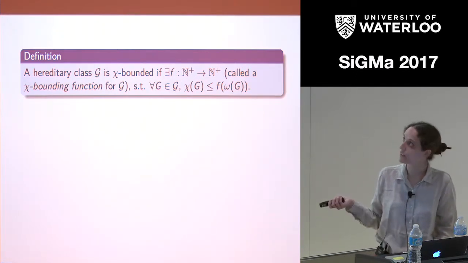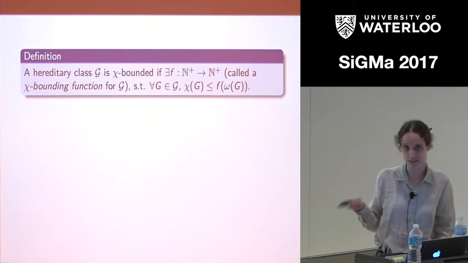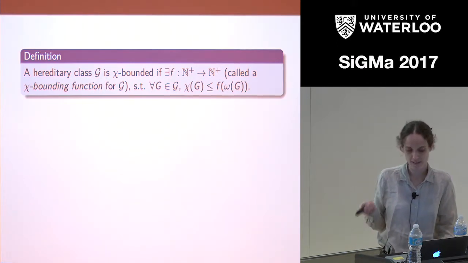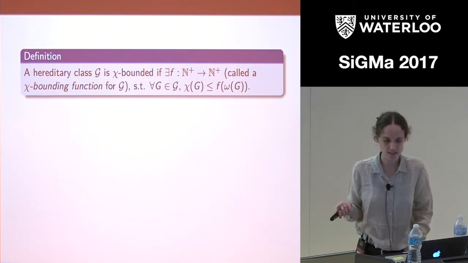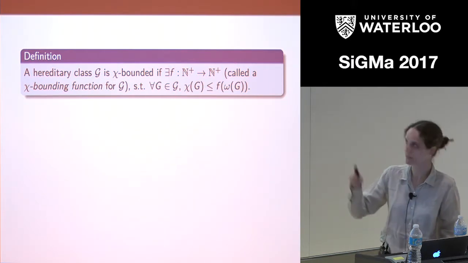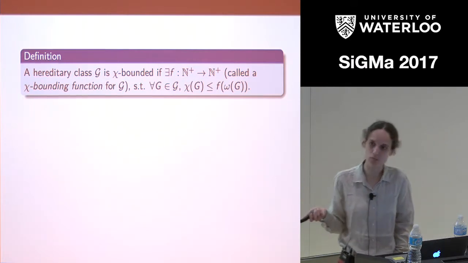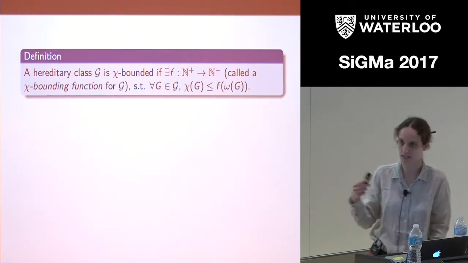Let's say we have a hereditary class G. It's chi-bounded if there exists some function f, which we call a chi-bounding function for G, such that every graph G in the class satisfies chi of G, the chromatic number of G, is at most f of the clique number of G. The clique number, of course, is the size of the largest clique.